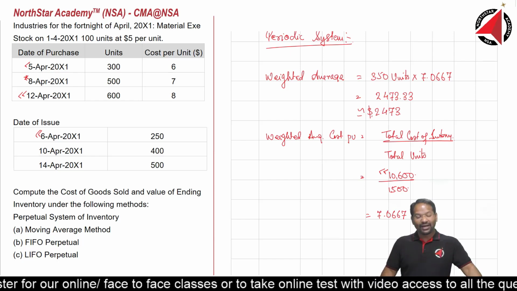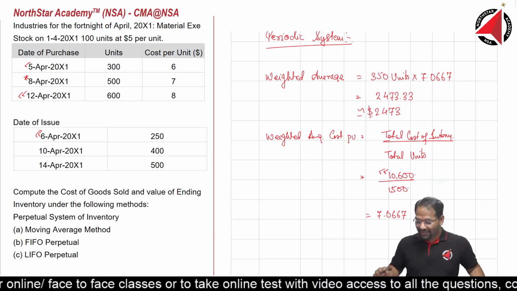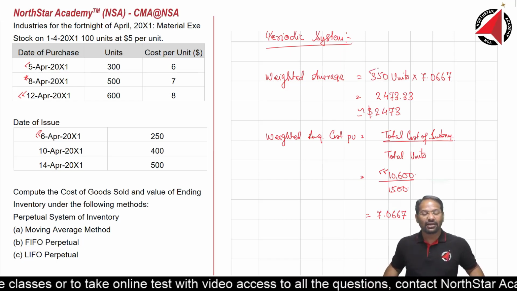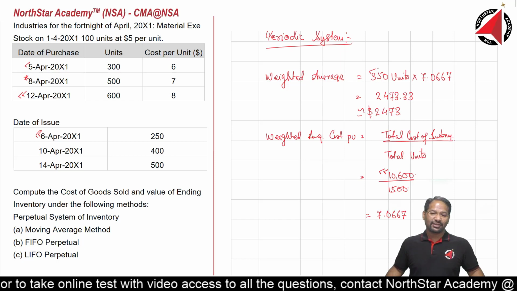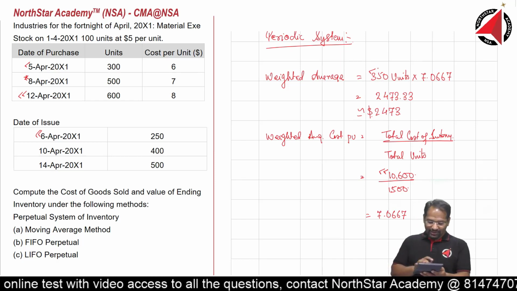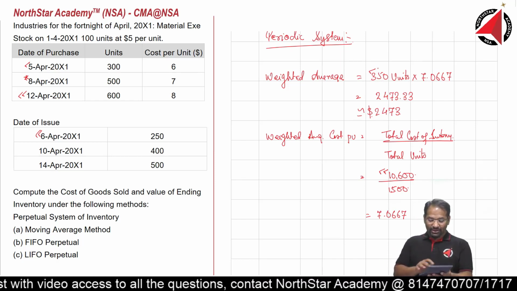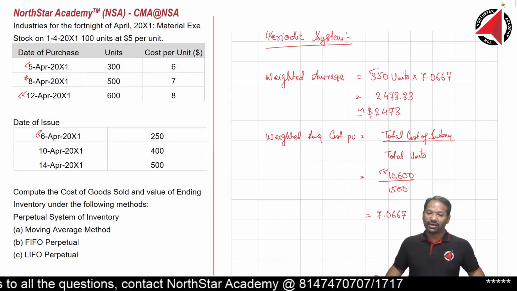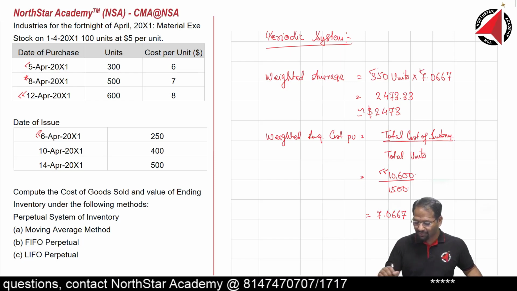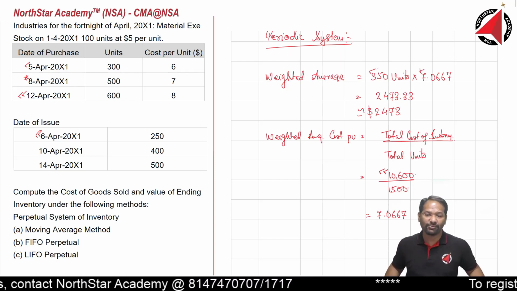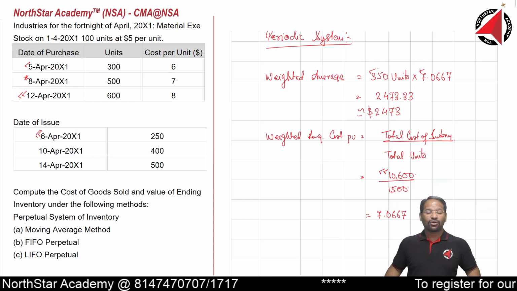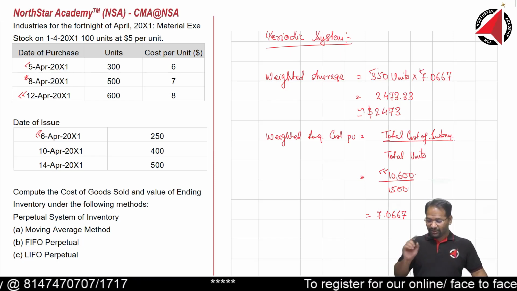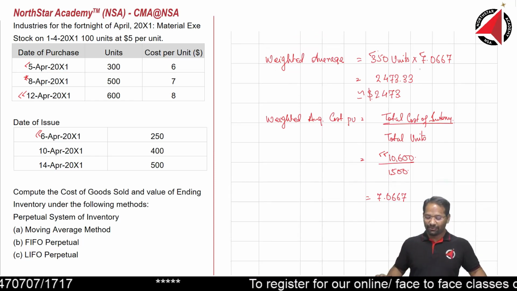In case you want to find out the cost of goods sold, instead of multiplying with 350, you can multiply with the number of units which we have issued. And how many was that? 1,500 we had purchased, 350 we have in closing stock, so 1,150. When you multiply this number with 1,150, you will get the cost of goods sold. But like I said, cost of goods sold is going to be the balancing figure. We will calculate it subsequently. So first method done, weighted average method.